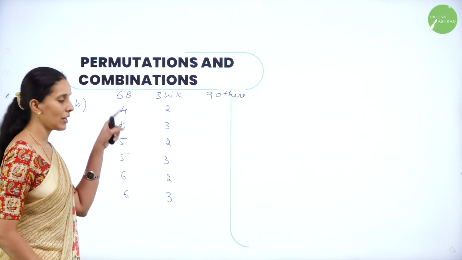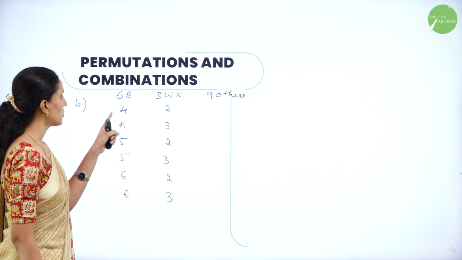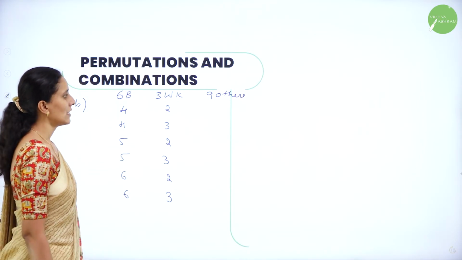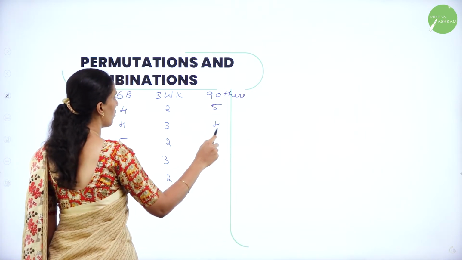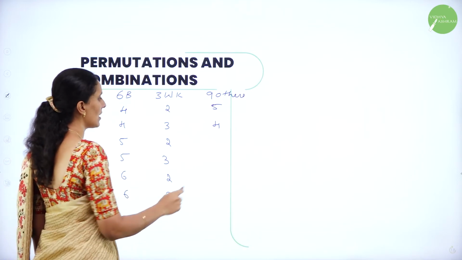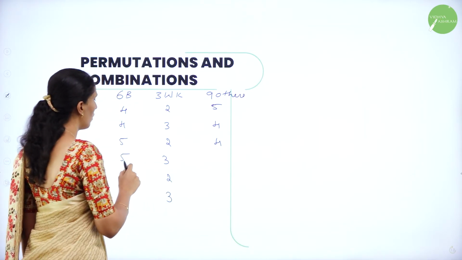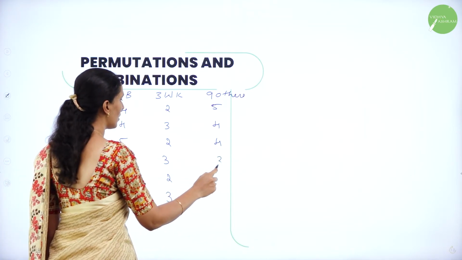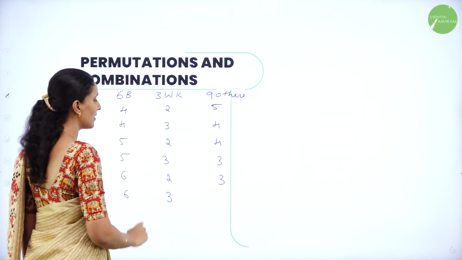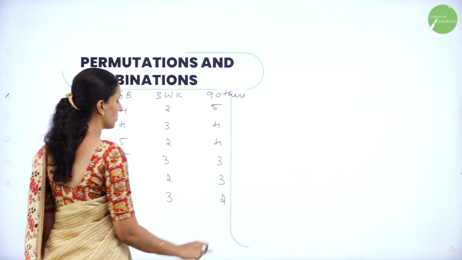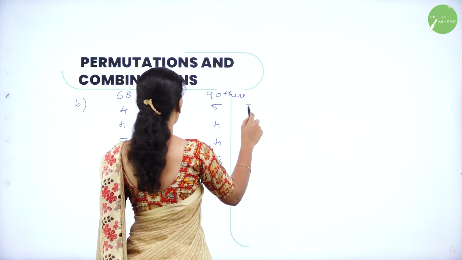And the 9 remaining will have total 11. So 4 plus 2 is 6. So 6, here we need to take 5. 7, this is 4. Next 5 plus 2, 7. So this is 4. 5 plus 3, 8. You have 3 options. 6 plus 2, 8. You have 3 options. 6 plus 3, 9. You have 2 options. So the formula will be like this for this.